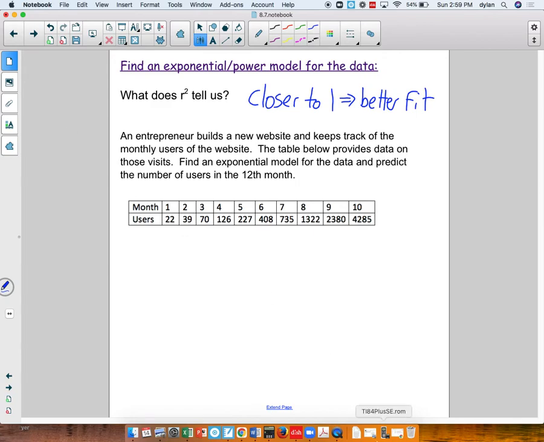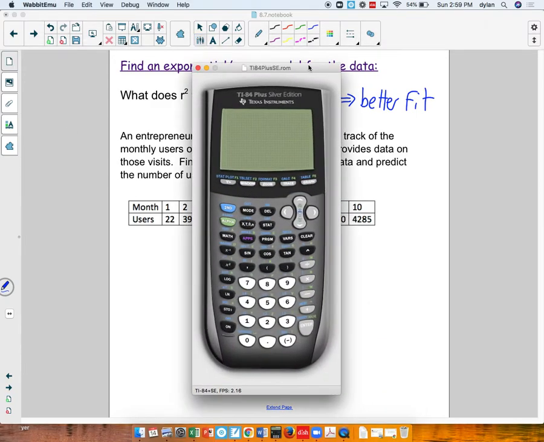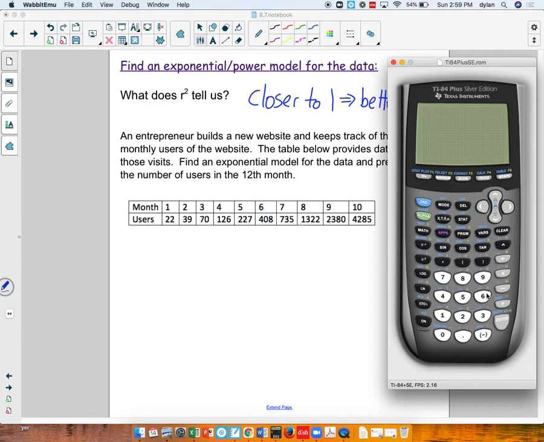So let's take a look at this. I'll pull our calculator up here. So we're going to plug in our data, so stat, edit, and then we're just putting in our 10 months first. And then in L2, we'll put in our number of users.